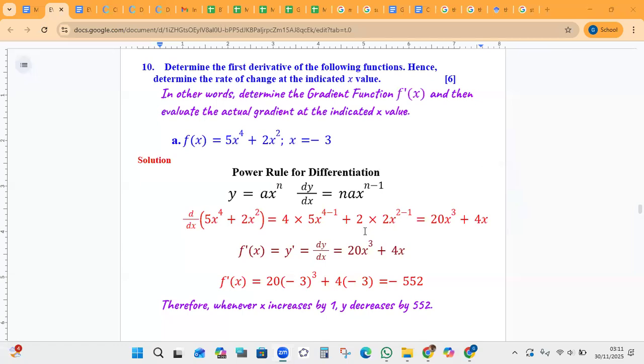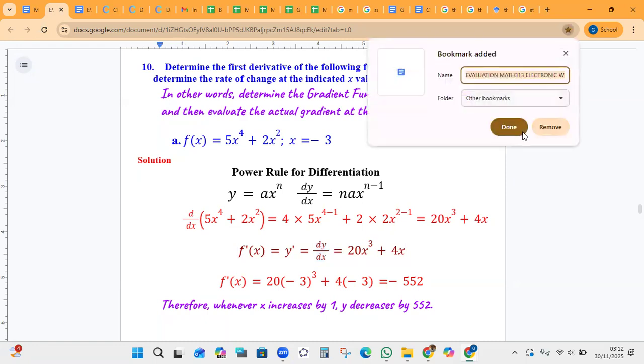I just want to point out that there are other notations for the gradient function. You have f prime of x, which is the same as y prime, which is the same as dy dx. So all those three notations mean the same thing, gradient function. Here I could put f prime of x, I could put y prime, or I could put dy dx. All three notations mean gradient function.